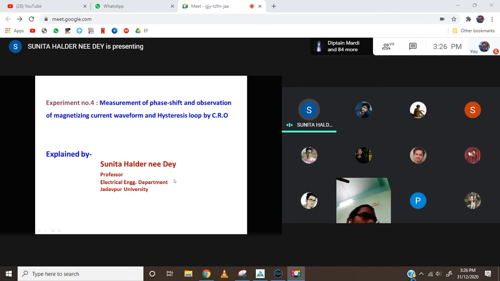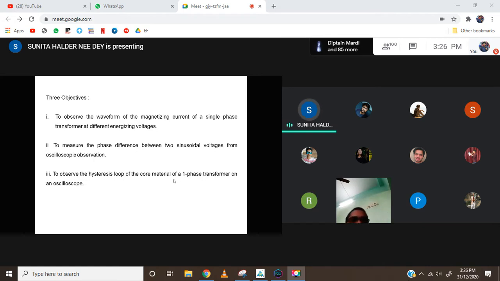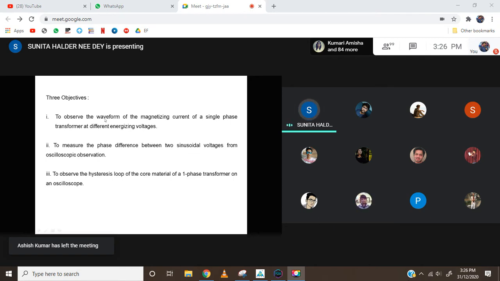So there are three objectives, or three steps, of this experiment. First is to observe the magnetizing current waveform of a single phase transformer at different energizing voltage. When the transformer is at no load, we can give different energizing voltage and we can see the magnetizing current. Magnetizing current is the current which is producing flux in the transformer core, and due to that the voltage is induced in the secondary. So we shall observe, and if it is in the laboratory, then we shall trace the magnetizing current waveform.